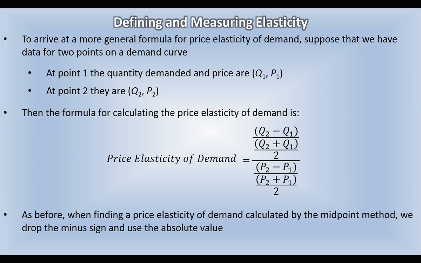So this is just a general specification of the formula we just used to calculate the elasticity of demand using the midpoint method. As before, when finding a price elasticity of demand calculated by the midpoint method, we drop the minus sign and use the absolute value. Absolute value, again, for those of you that are a little shaky on it, is just the distance of any number from 0 on the number line. So if you have a -1, the absolute value is 1 unit from 0, so it's 1.